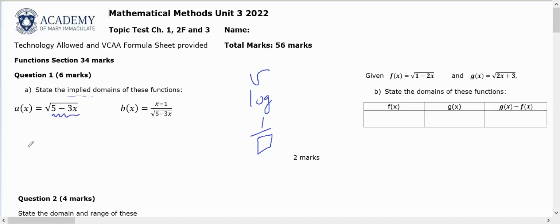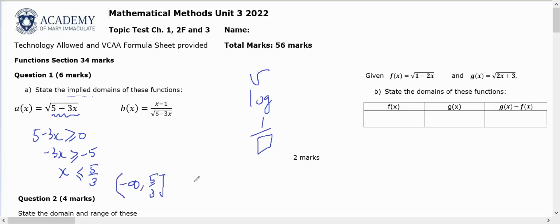Here I have a square root, therefore 5 minus 3x has to be bigger than or equal to 0 for you to be able to take the square root. Minus 3x is bigger than or equal to negative 5. Divide both sides by negative 3, and I swap the inequality sign around. Therefore, minus infinity to 5/3, inclusive of 5/3, not inclusive.